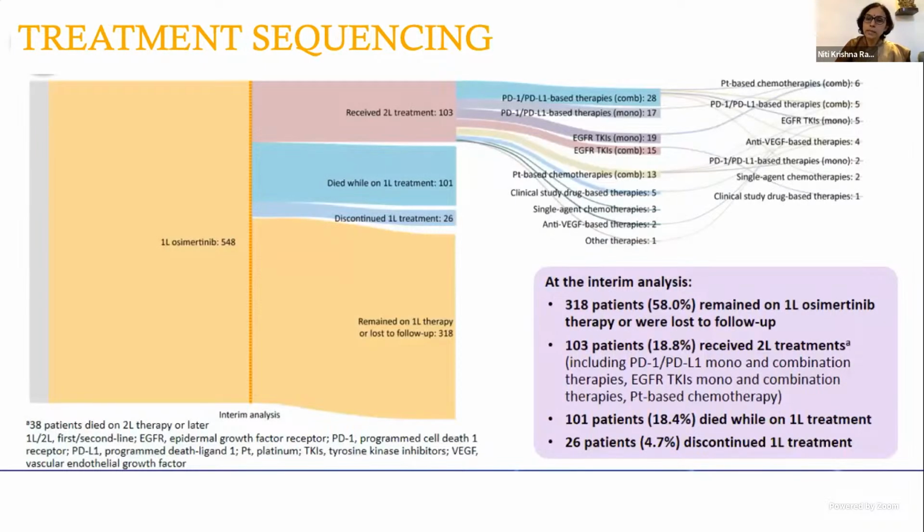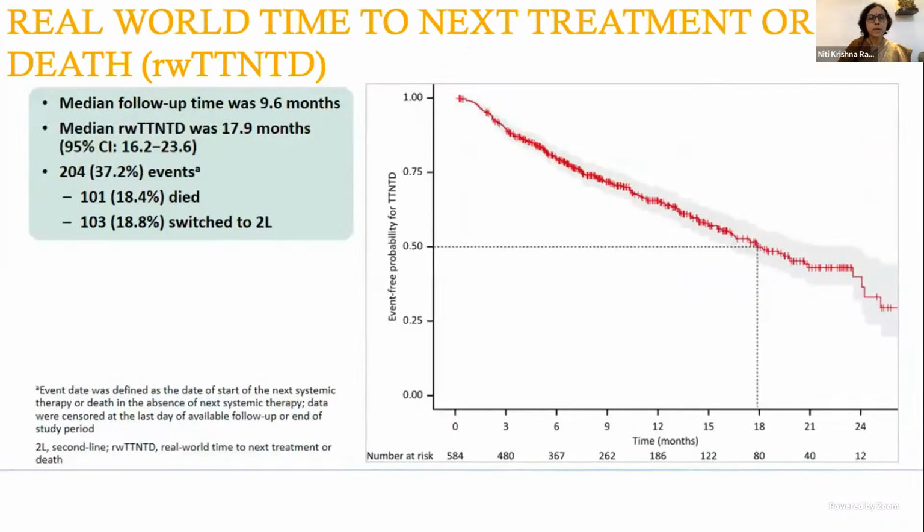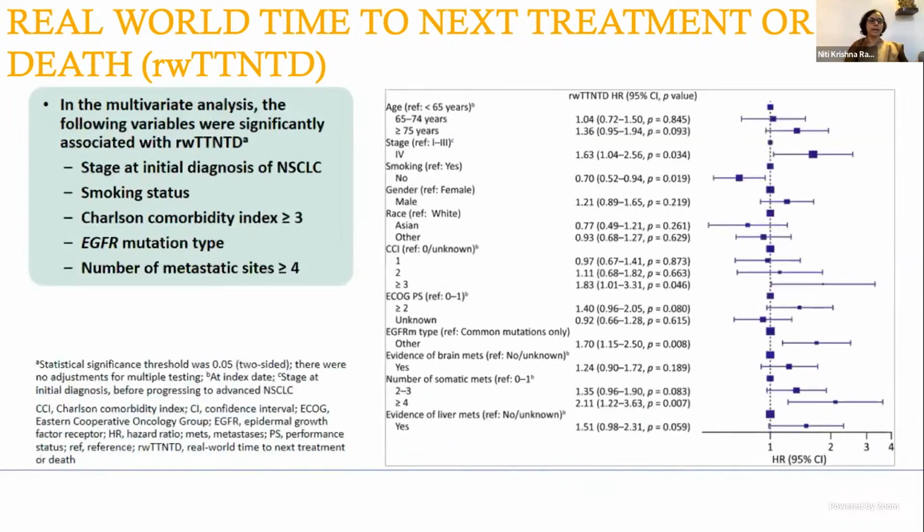At the interim analysis, 58% still remained on first-line osimertinib therapy. About 18% received second-line treatment. 18% died during the first-line treatment, and about 5% discontinued first-line treatment. The median follow-up was about 9.6 months. The median real-world time to next treatment or death was 17.9 months, with events of death in 18% of patients and 18% switched to second line.